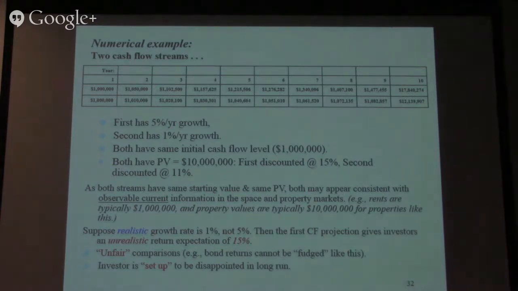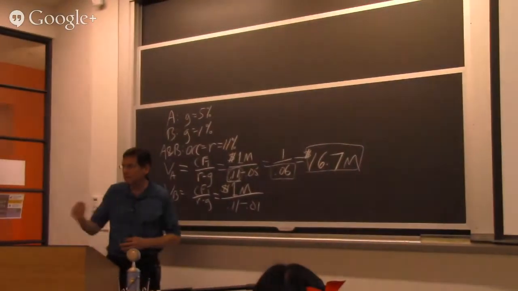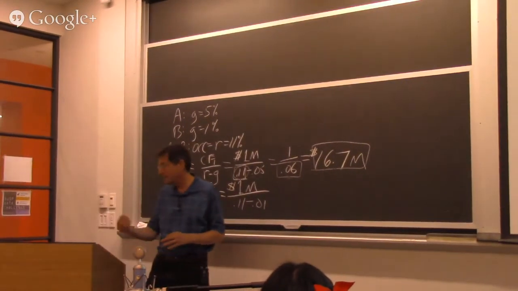So, Professor Gutman? Yeah. Sorry. Can you clarify what you just said about that 11% in the denominator, what it means to investors who are buying the property at 16.7 million? It means when they're buying property A, which is giving them these fast-growing returns, they're getting an 11% total investment return in the form of the IRR.